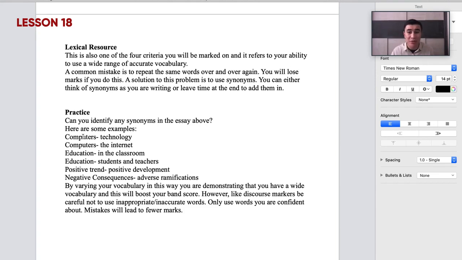By varying your vocabulary in this way, you are demonstrating that you have a wide vocabulary, and this will boost your band score. However, like discourse markers, be careful not to use inappropriate or inaccurate words. Only use words you are confident about. Mistakes will lead to fewer marks. So you should understand each evaluation criteria and try to make your essays stronger, and of course try to avoid mistakes that are obvious. The mistakes that are made by many IELTS candidates are easy to avoid if you are aware of them.